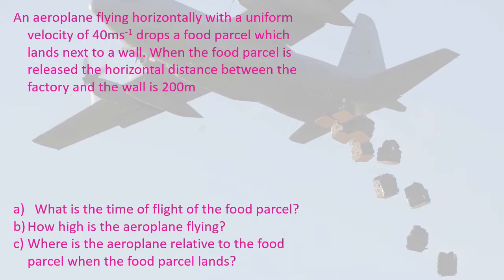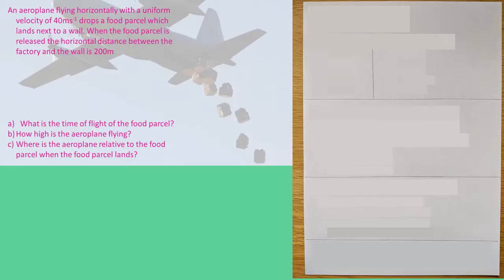First question, an aeroplane flying horizontally with a uniform velocity of 40 meters per second drops a food parcel which lands next to a wall. When the food parcel is released, the horizontal distance between the factory and the wall is 200 meters. And we've got to find out 3 things: what the time of flight of the food parcel is, how high the aeroplane is flying, and where is the aeroplane relative to the food parcel when the food parcel lands.